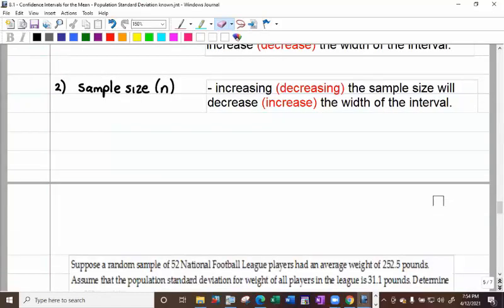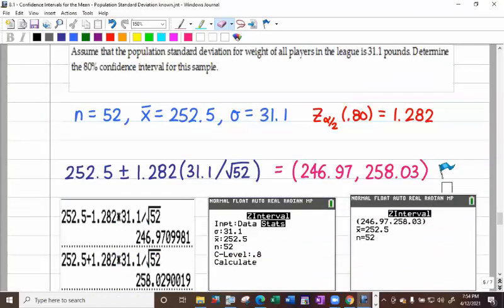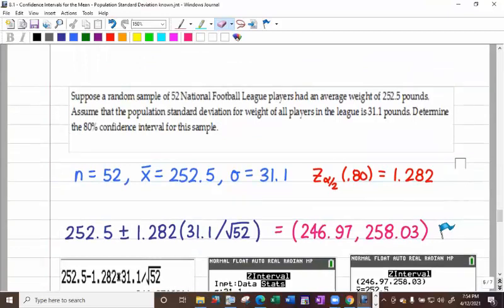Okay. All right, so let's try this one. National Football League players, average weight of 252.5. Assume the population standard deviation for the weight of all players in the league is 31.1 pounds. Determine the 80% confidence interval for this sample.